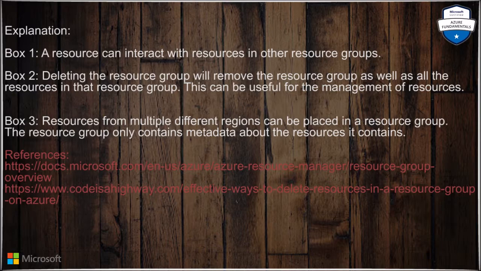Explanation. Box 1. A resource can interact with resources in other resource groups. Box 2. Deleting the resource group will remove the resource group as well as all the resources in that resource group. This can be useful for the management of resources. Box 3. Resources from multiple different regions can be placed in a resource group. The resource group only contains metadata about the resources it contains.